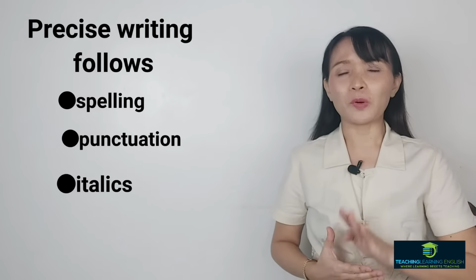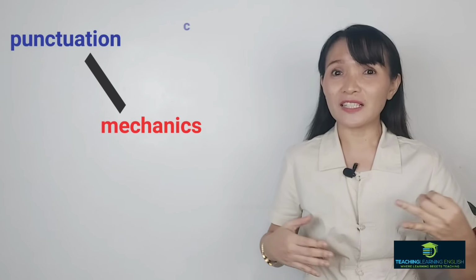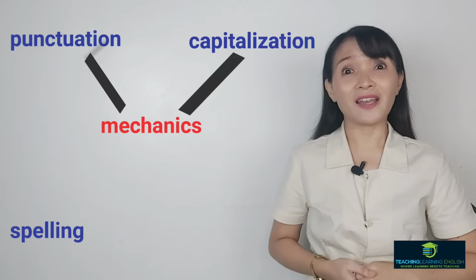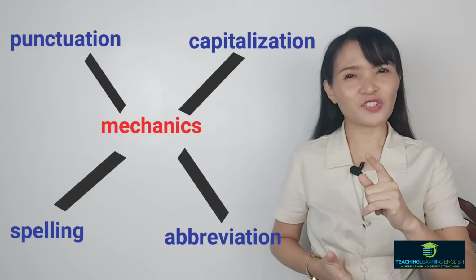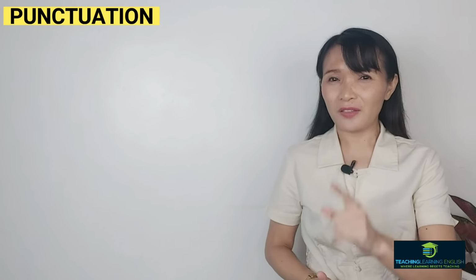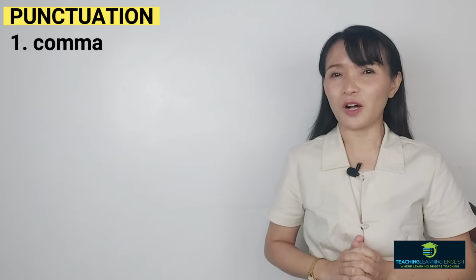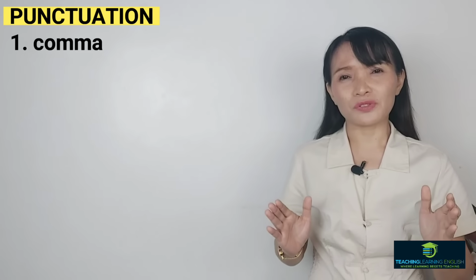There are 4 components of mechanics. They are punctuation, capitalization, spelling, and abbreviation. Spelling is my favorite. Now let's proceed to punctuation. Under the punctuation is the comma. Let's talk about commas. Here are the rules.